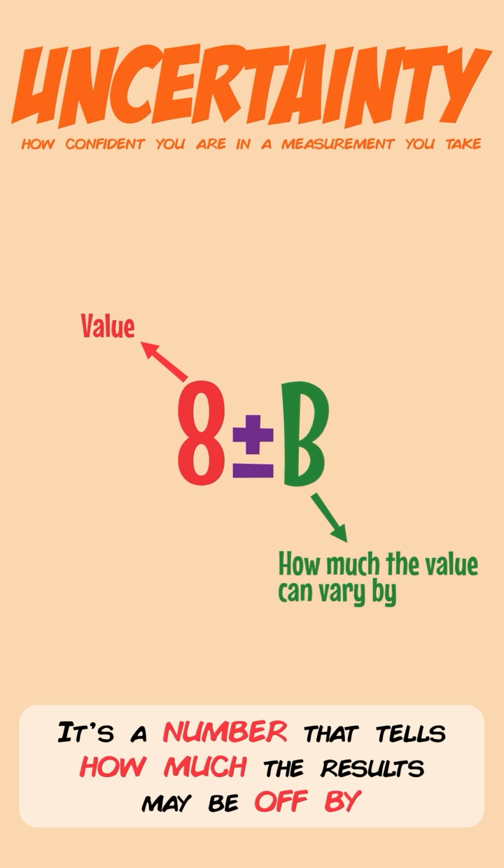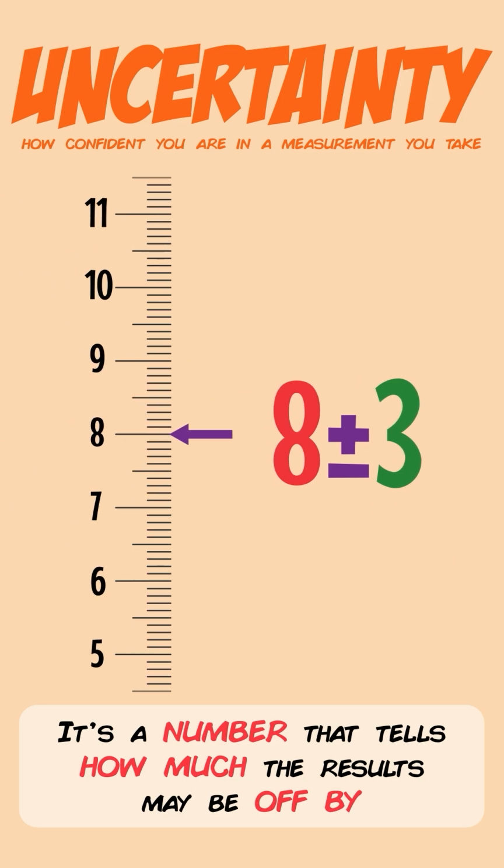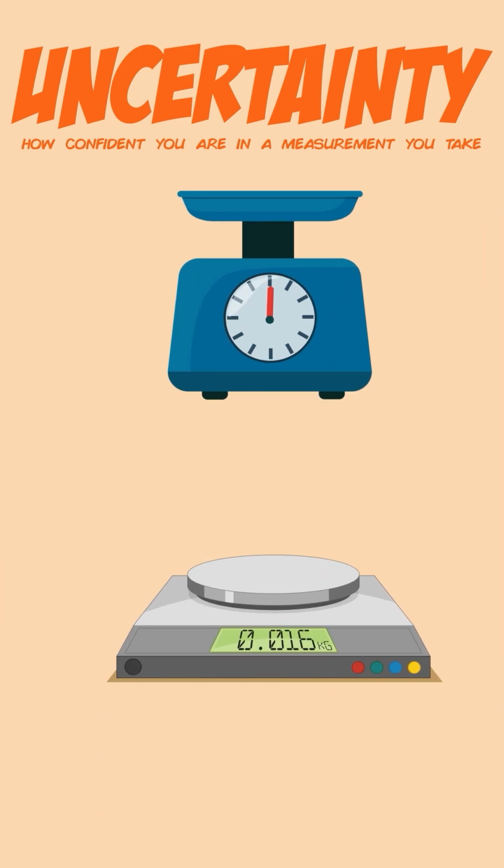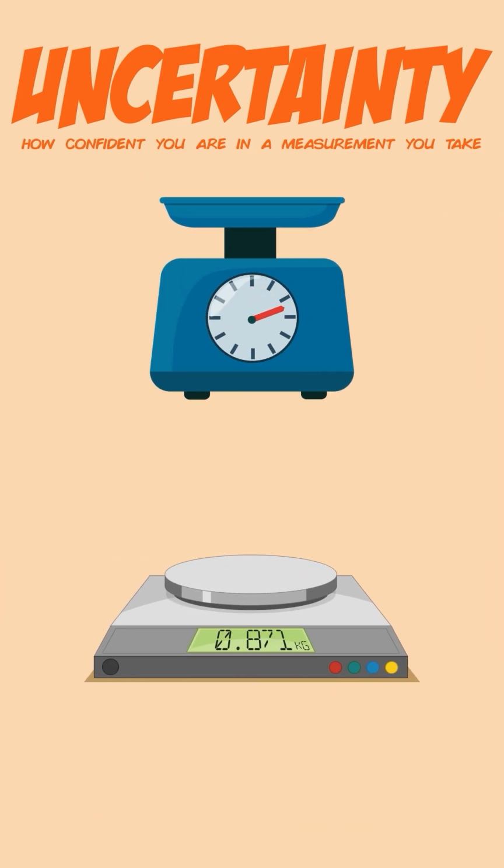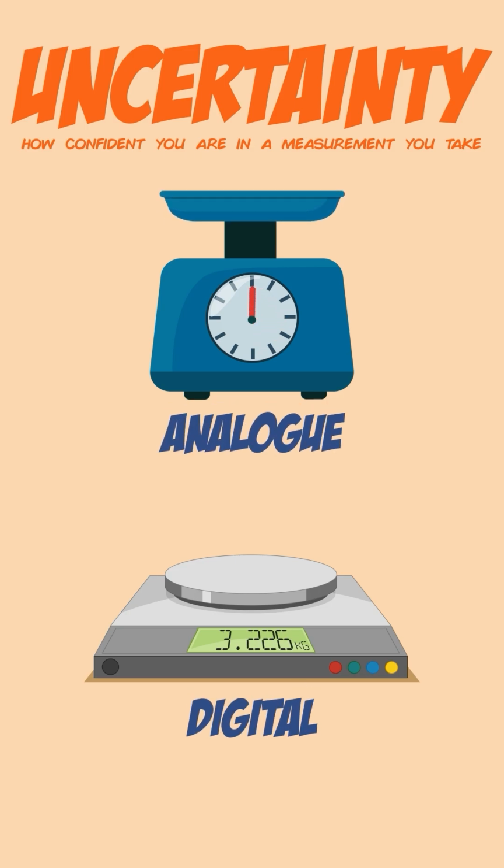So if you had 8 plus or minus 3, then your value could be anything between 8 minus 3, which is 5, to 8 plus 3, which is 11. The way you find the uncertainty of a measuring device depends on whether the device is analog or digital.